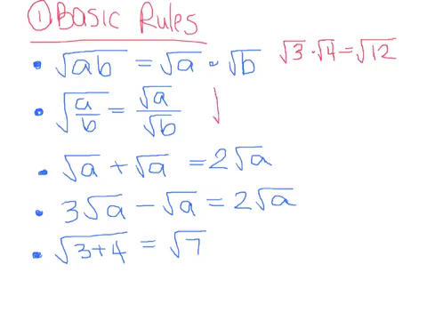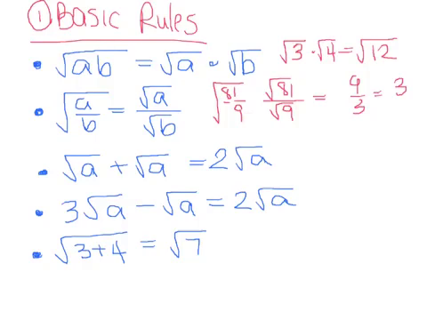So if we have the square root of 81 over 9, it's the same as the square root of 81 over the square root of 9, which equals 9 over 3, which equals 3. You could also do the division here first. 81 divided by 9 is 9. Square root of 9 is 3.